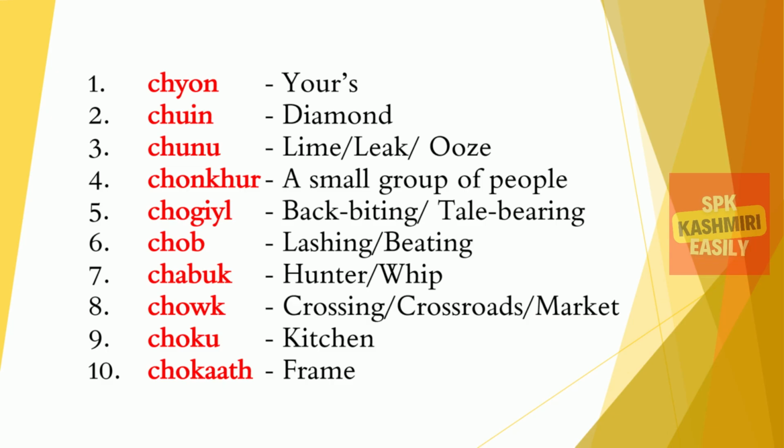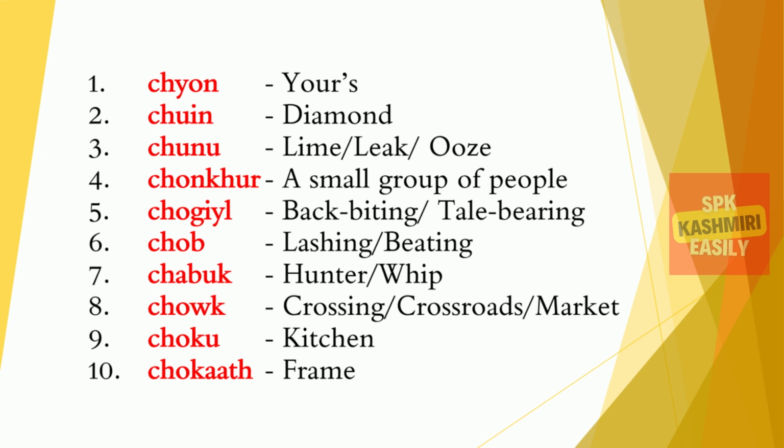Let's get started. Chon, chon, yours. Chun, chun, diamond. Diamond in Kashmiri is also called as heer. Heer. Chun, chun, lime, leak, or ooze.